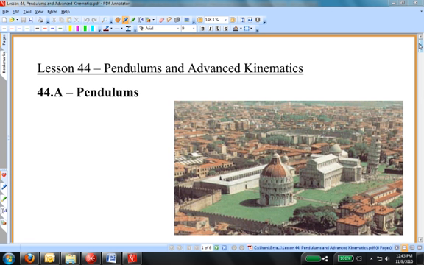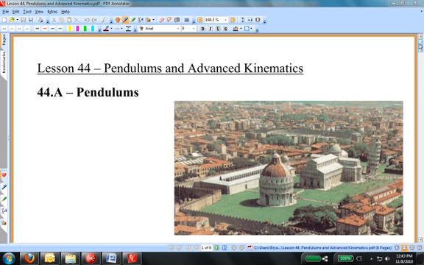This is Lesson 44, and it is entitled Pendulums and Advanced Kinematics. This lesson is in two parts. Your authors have seen fit to put two subjects together in the same lesson that have very little to do with each other, and we'll take them one at a time. We'll begin with the pendulum.